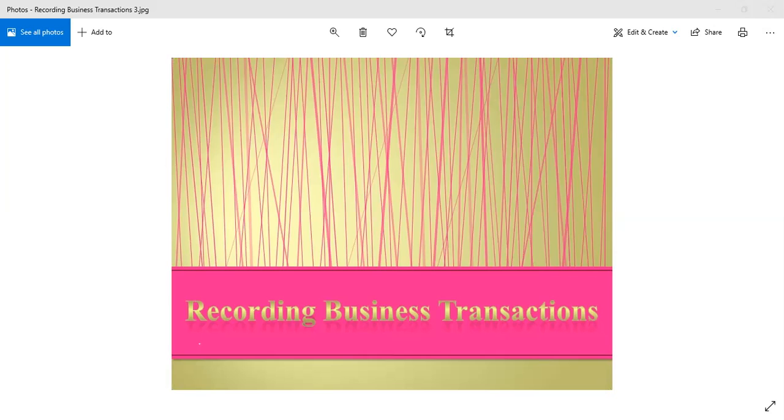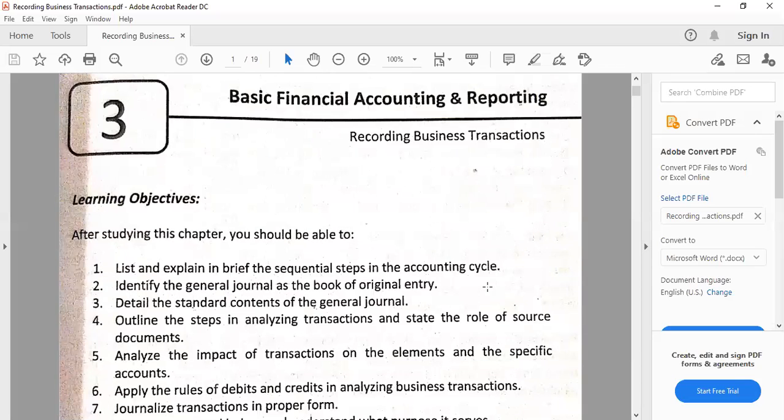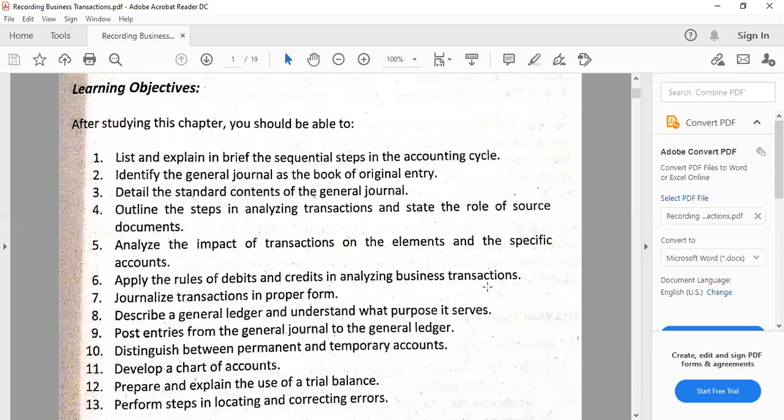But prior to that, allow me to go back to our learning objectives. So remember, we've said that at the end of the session, we should be guided as to the learning objectives so that we can check even our progress as we go along the way. So this could be a sort of self-evaluation.